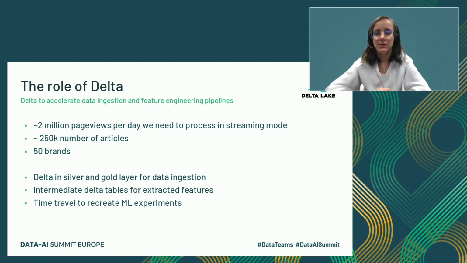We have around 250K articles, and we have 50 brands. So if we combine all the articles and the millions of page views to extract features or to calculate different metrics, we need to create intermediate Delta tables to improve performance. And lastly, Delta was also used for time travel, because in some cases we want to be able to recreate machine learning experiments. Delta was really key in this part.